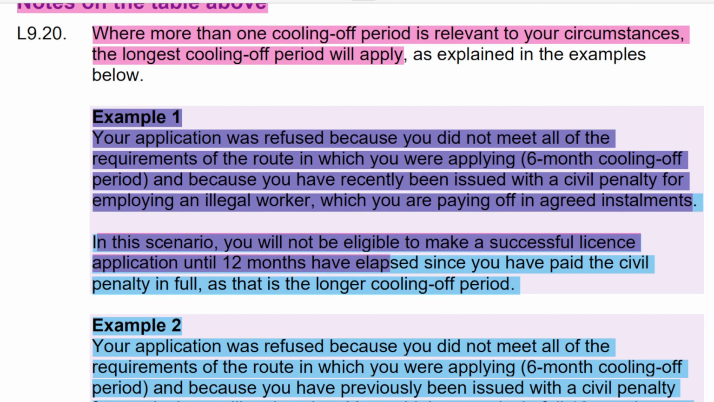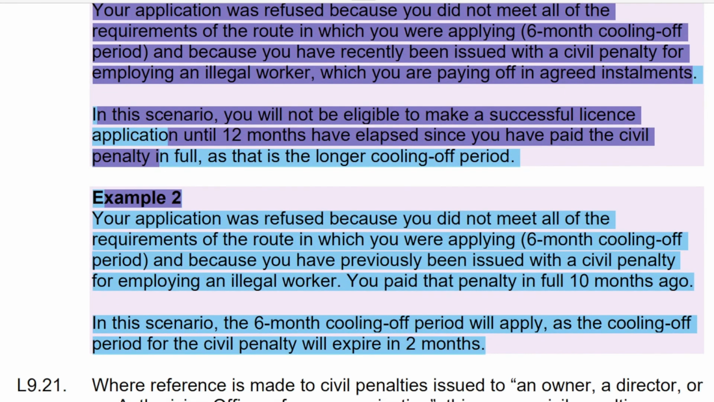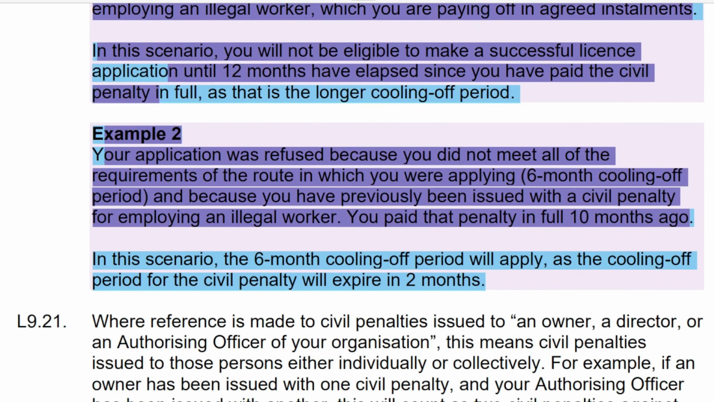In this scenario, you will not be eligible to make a successful application until 12 months have elapsed. Example 2: your application was refused because you did not meet all the requirements of the route in which you are applying, a 6-month cooling off period, and because you have previously been issued a civil penalty for employing an illegal worker. You paid that penalty in full 10 months ago. In this scenario, a 6 month cooling off period will apply, as the cooling off period for the penalty will expire in 2 months.